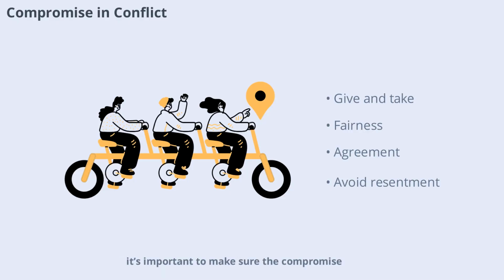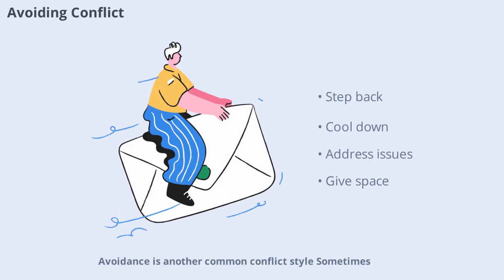However, it's important to make sure the compromise is fair and doesn't leave anyone feeling resentful. Avoidance is another common conflict style. Sometimes it's best to step back and let emotions cool before addressing the issue. However, avoiding conflict for too long can allow problems to grow. It's important to know when to address issues directly and when to give space.